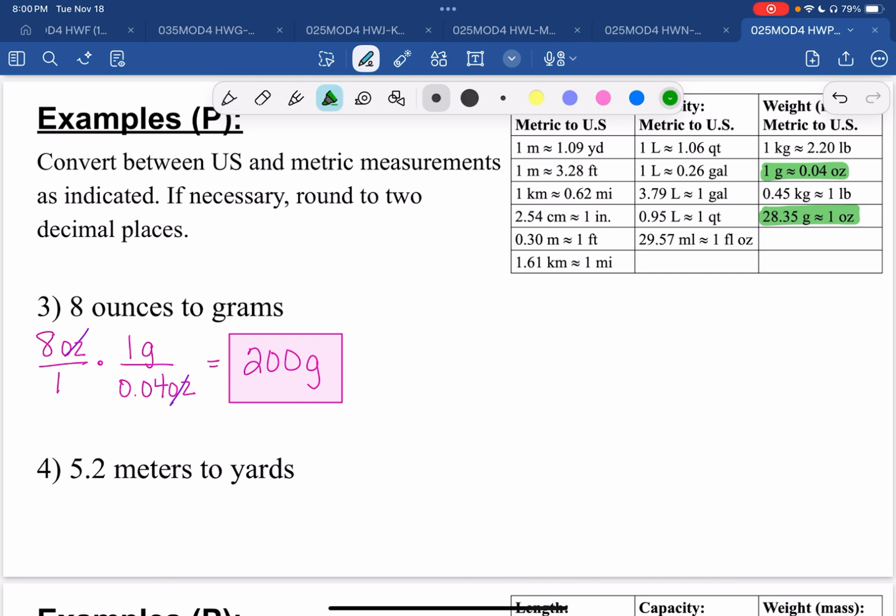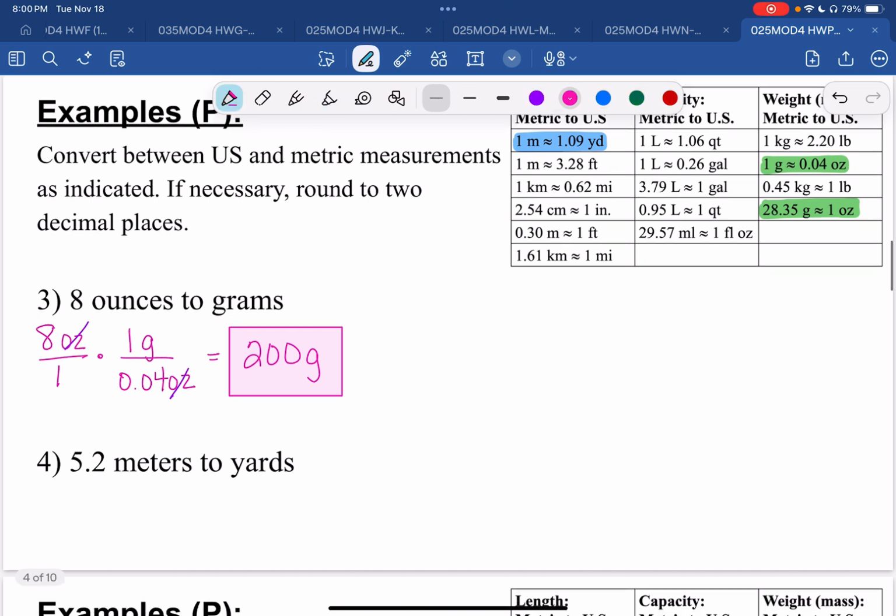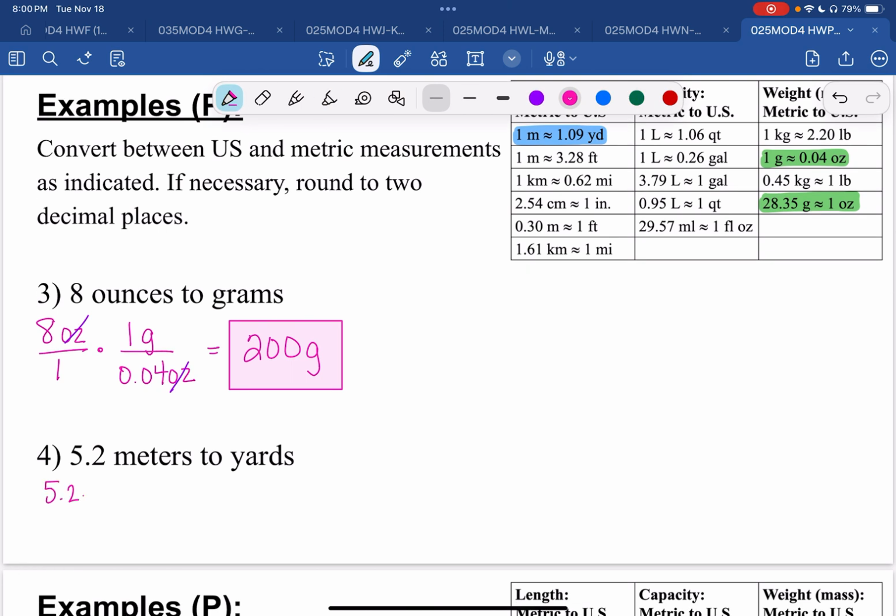Next one, we've got meters to yards. If I look here, I've got 1 meter is about 1.09 yards. Again, I'm going to start with 5.2 meters over 1. I'm going to multiply that. I need my meters in the denominator, which means my yards would be in the numerator. My meters cancel. This time I would multiply, so I would get 5.67 yards.